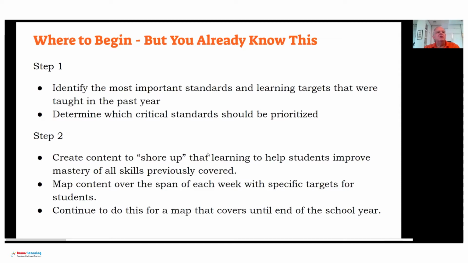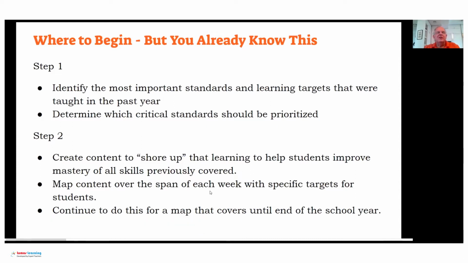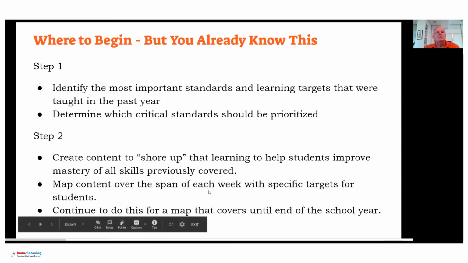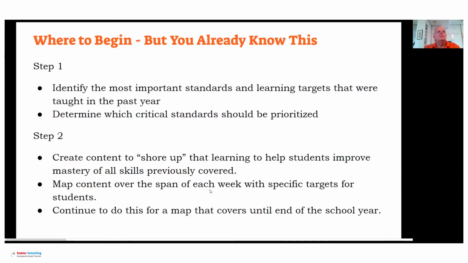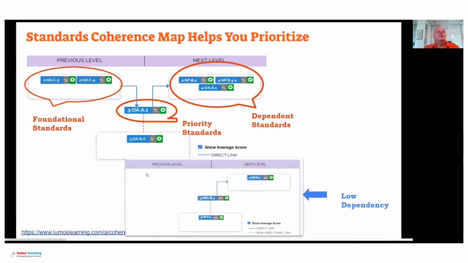And then step two, you've got to shore up where they should have been at the end of last cycle, the end of last term, the end of last year. And you need to map the content over a span of each week with specific targets, learning goals for each one, and continue to do this for a map that covers to the end of the school year. And we'll show you an example of this. So figure out what you are trying to do and then create a detailed map to get there.